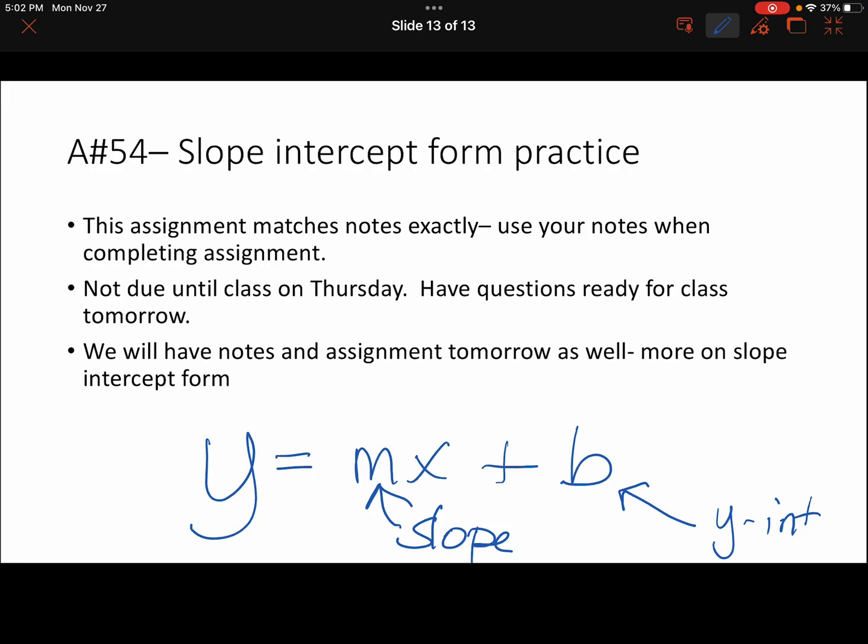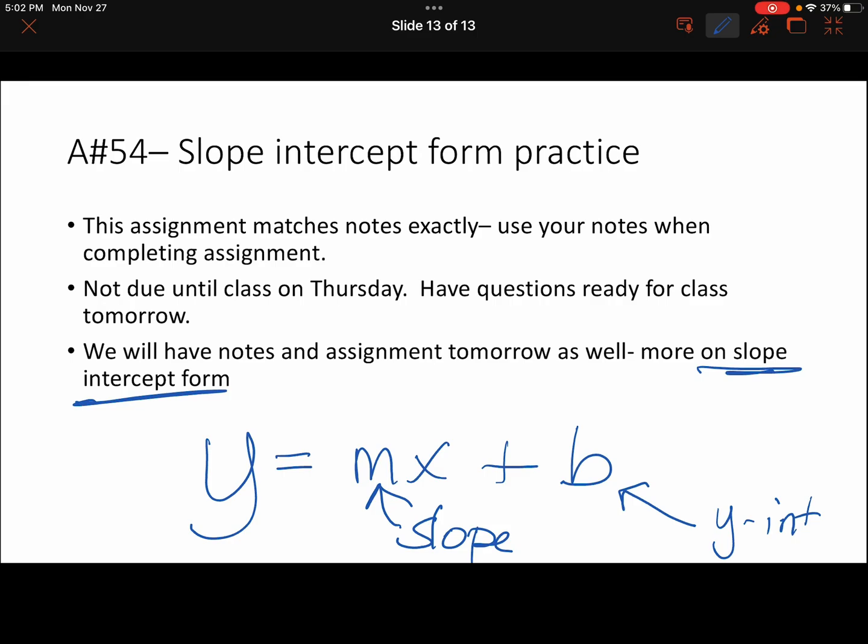We will have notes tomorrow and an assignment. More on slope-intercept form, not new stuff, same stuff. But it might clarify some things that you were confused about if you had confusion leading into today. Okay? I will see you in class on Wednesday.